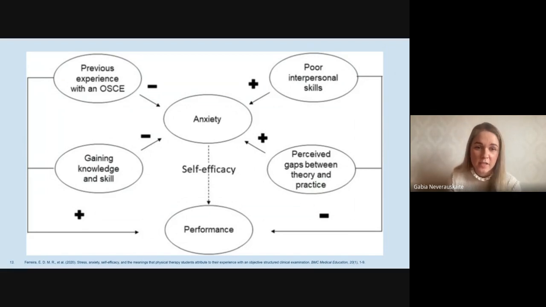And again, perceived gaps between theory and practice. We have to familiarize ourselves with the exam, with the marking rubric. The more information we have about the exam, the less anxious we will feel. And self-efficacy is in there as well. So that's relating back to our positive thoughts. If we believe in ourselves and believe we can do well, that will impact our performance as well.